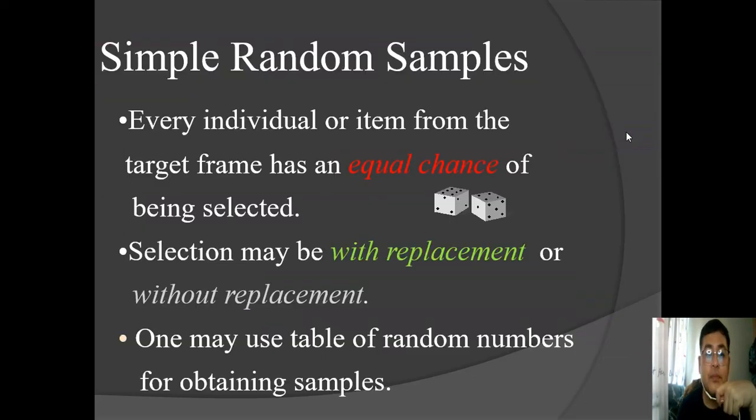Okay? So, sa simple random sampling, every individual or item from the target frame has equal chance of being selected. So, selections may be with replacement or without replacement. And one may use table of random numbers for obtaining samples. Bakit sinabi ito na everybody has an equal chance? Pwede kasing ilagay lahat ng pangalan sa isang bowl, yung fishbowl method, tapos bubunutin. So, lahat kayo pwedeng maging respondents. Okay? At pwedeng palitan yung respondents.